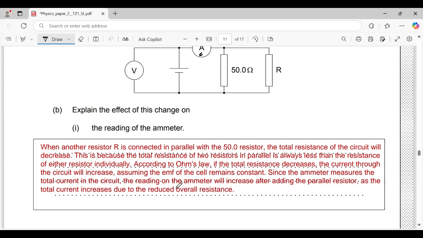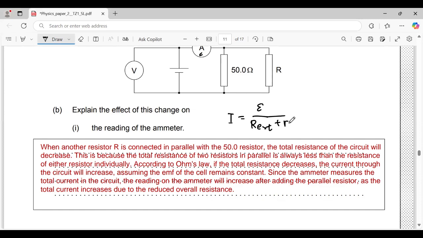I think this is clear, because based on the formula, current equals EMF over external resistance plus internal resistance.